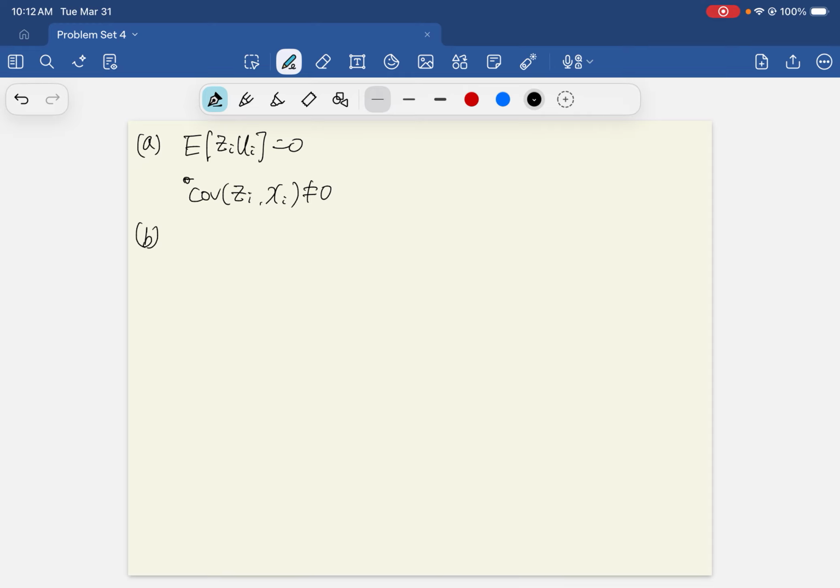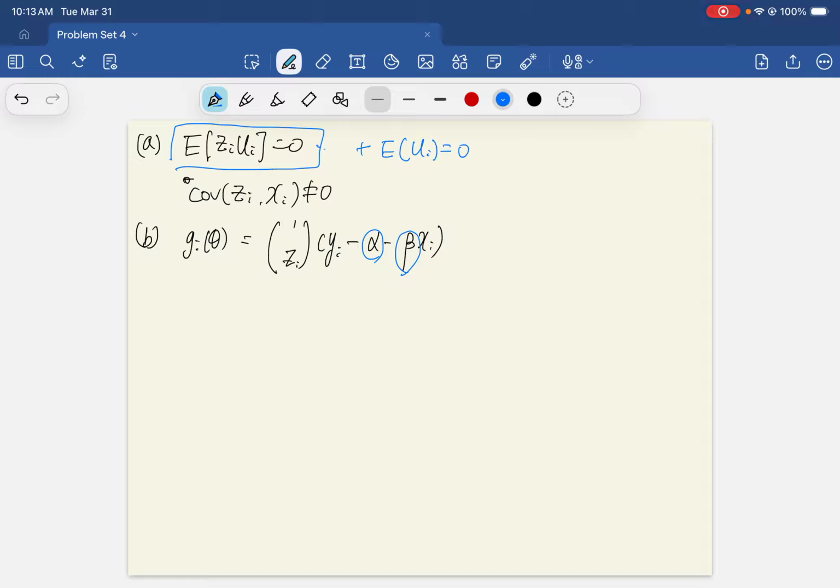So here the moment function g_i is defined as (1, z) times (y minus alpha minus beta x_i). Here you have to note that many of you are just using this single moment. So it is right, it is a moment, but you have to realize that you have two unknowns. So this single moment is not enough to identify the two parameters. So then you have to additionally use another moment, that is assumed in the question.